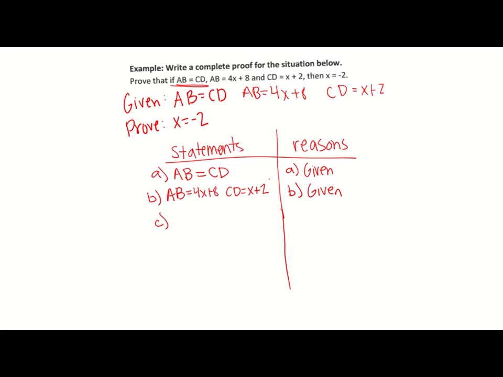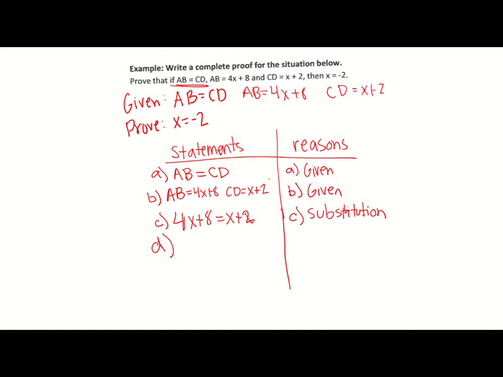Okay, the next step is I'm going to take that AB and that CD and plug it in and set them equal to each other. So if we say 4x plus 8 equals x plus 2, when I substitute those in, I'm using my substitution property. So now I'm going to solve.